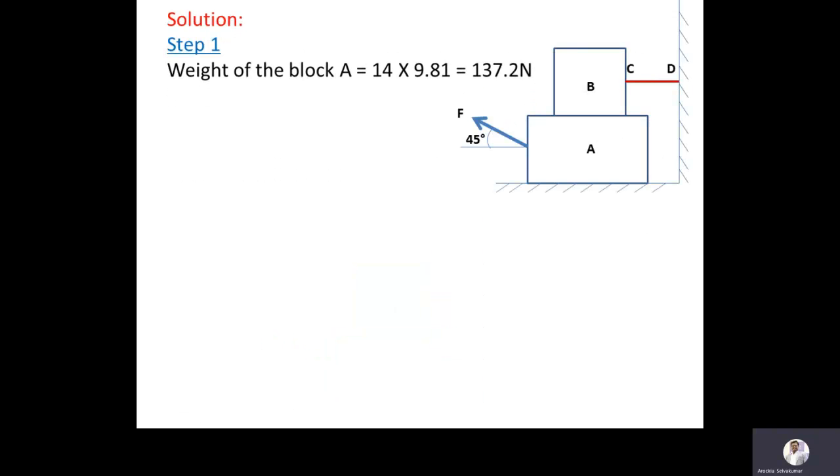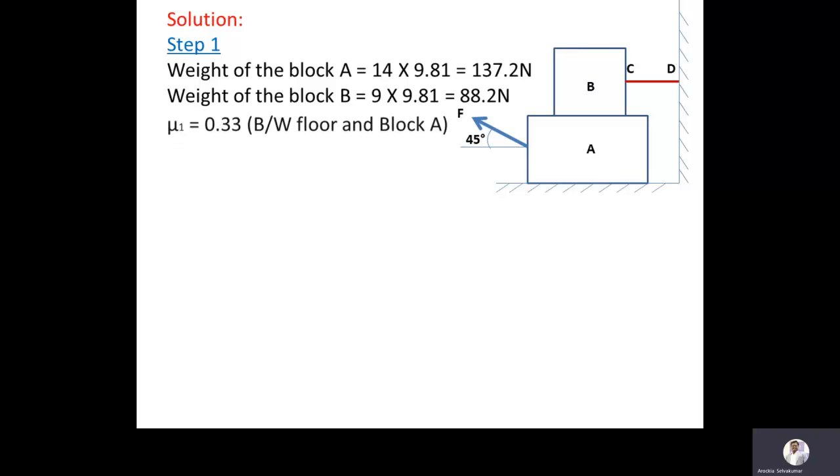Based on the given data, the mass of block A is 14 kg, so we are converting into Newton. We multiply 14 by 9.81, so we get 137.2 Newton as the weight of block A. The weight of block B is 9 kg times 9.81, so we get 88.2 Newton. The coefficient of friction between the floor and block A is 0.33, which I am taking as mu1, and mu2 is equal to 0.25, the coefficient of friction between blocks A and B.